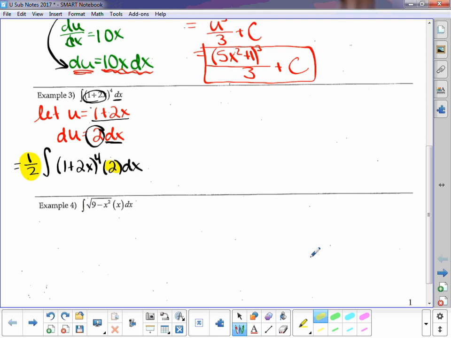Only because I needed the 2 for my dx, and the 1/2 I didn't really need, so I just went ahead and, remember, coefficients we can just put in front. So I just went ahead and put it out in front so I didn't have to mess with it. Are we good as to what I have done here?